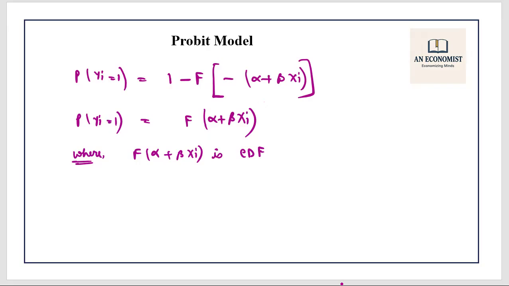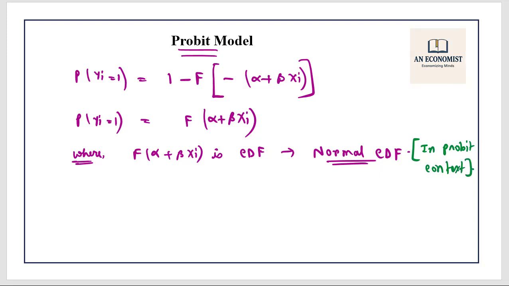Now the question is, what kind of cumulative distribution is this? In case of the Probit model, always remember the CDF that we are talking about is always a normal CDF, the CDF of the normal distribution. The CDF we consider is the CDF of a normal distribution. So how will you write it down? This is in the context of Probit.